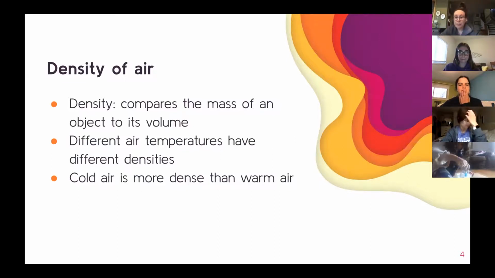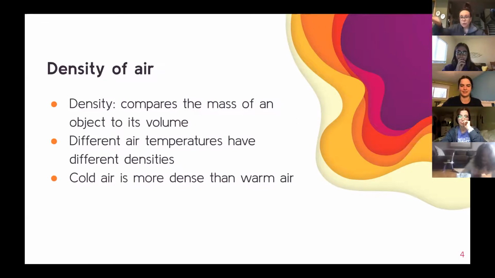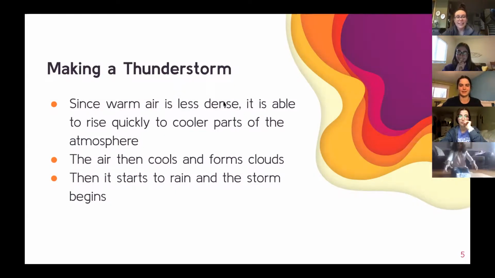Different air temperatures have different densities, and cold air is more dense than warm air. That is why warm air is able to rise and the cool air sinks to the bottom. So we're going to make a thunderstorm. Since warm air is less dense, it is able to rise quickly, as I said before. Once that warm air has risen, it cools and forms clouds, just like Amy was talking about, and then it starts to rain, and then the storm begins.